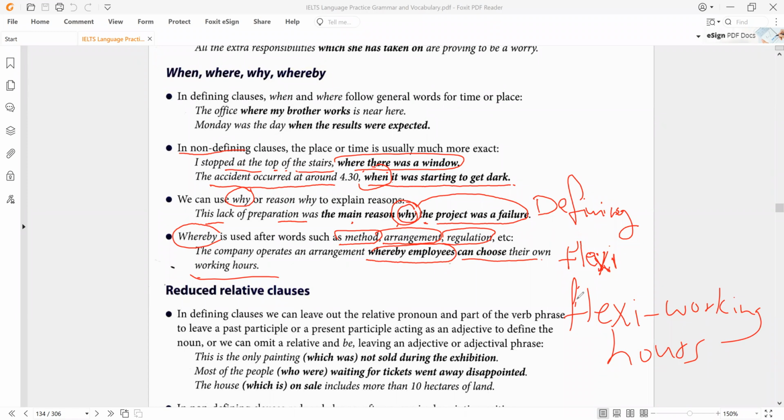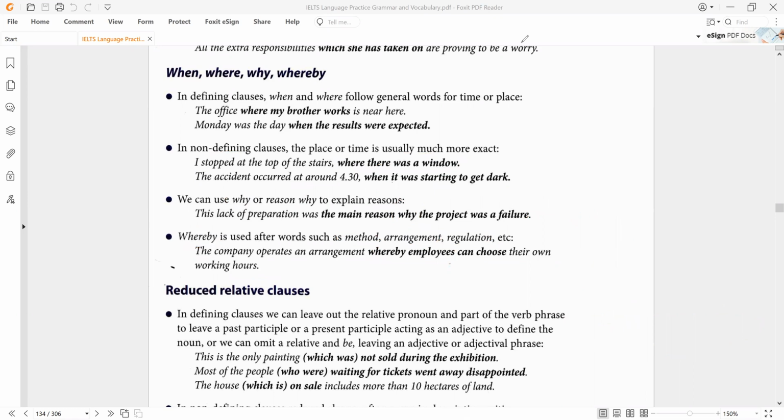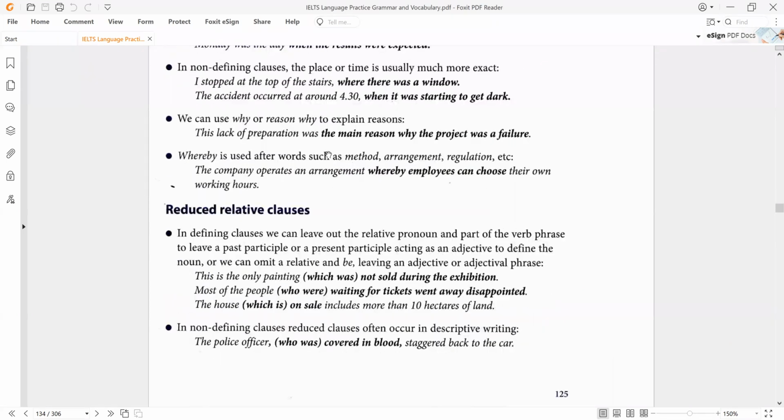Okay, now reduced relative clauses. Maybe this is something new. I don't know if you heard about this or not. Reduced means shortened. I don't want to go through the details, there are many.